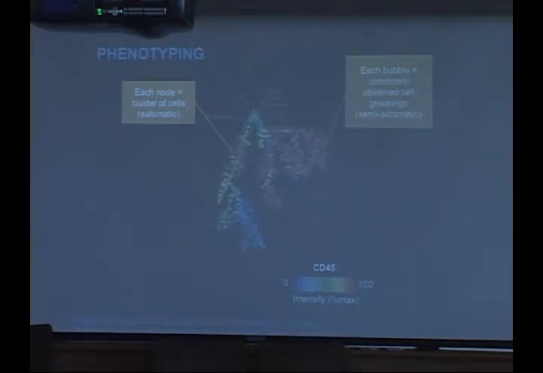Afterwards, you go through and say, well, I see that all of these nodes are CD3 high, so they must be my T cells, and you draw a bubble around that. Each color is the expression level of a marker. For example, this SPADE tree right here is colored by CD45. And the size of each node is the number of cells.